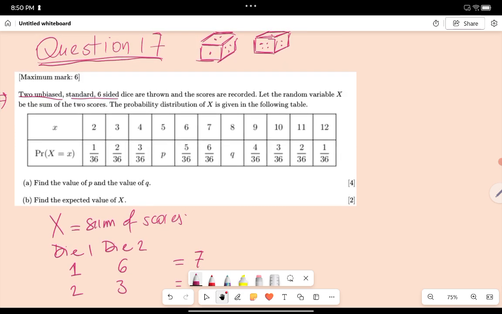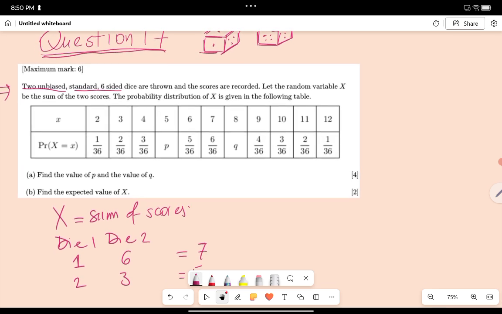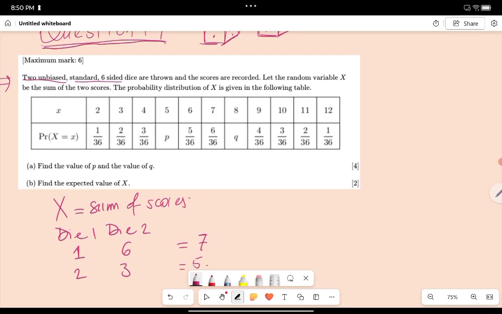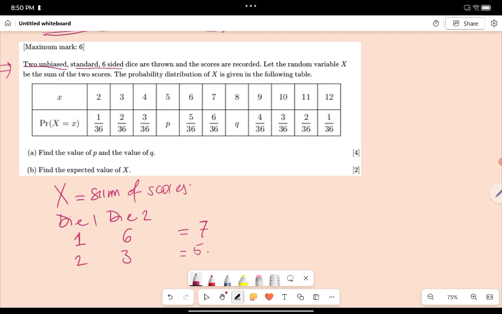The probability distribution of x is given in the following table. So what are we looking at here? We have the probability distribution of x. Basically, we're going to have a look at all the possible values of x and the corresponding probability. Does this make sense, guys?